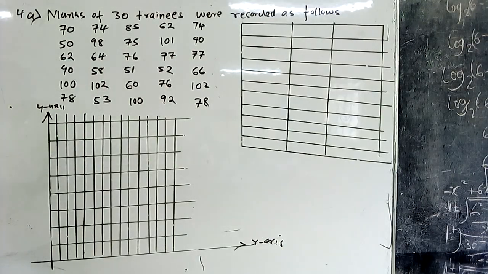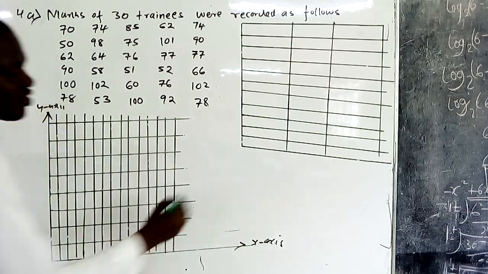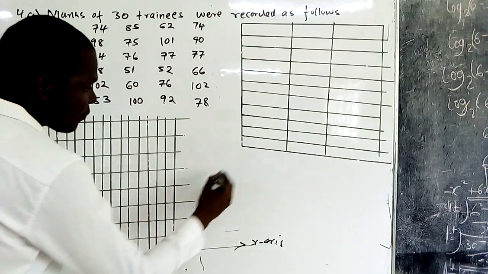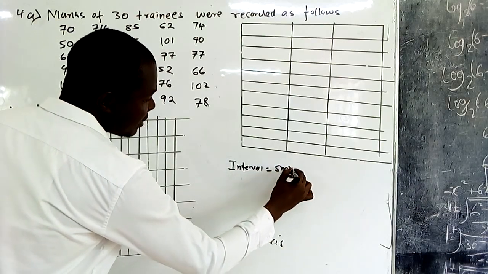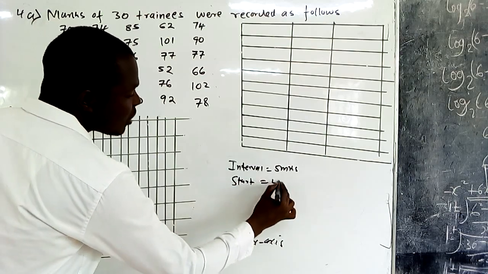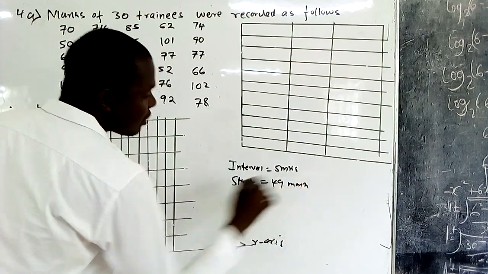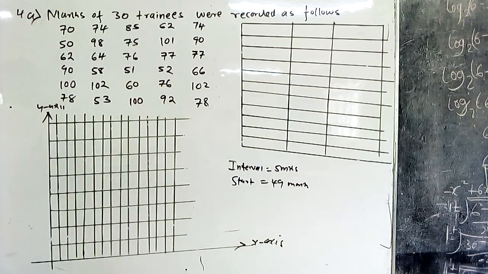Then you'll be told to construct a frequency table having a class interval of 5 marks. You construct a frequency table with a class interval of 5 marks. So you've been told to take a class interval equal to 5 marks, and you'll be told to start at 49 marks. Are we together?